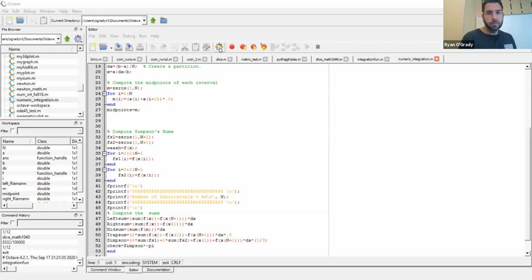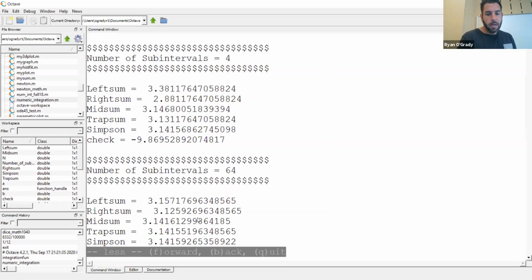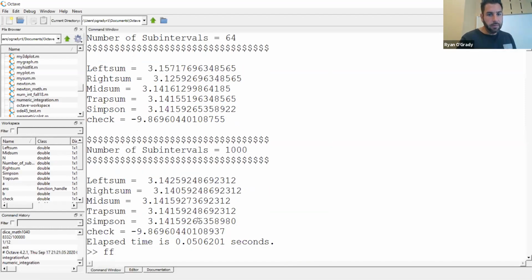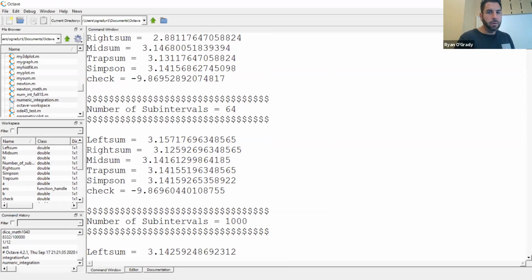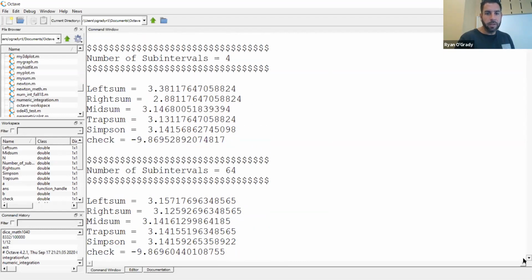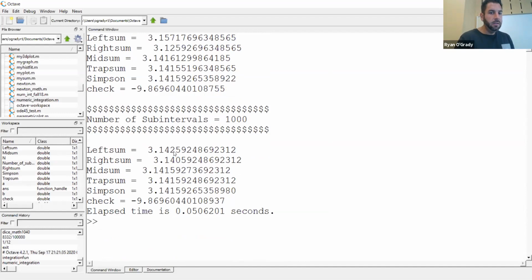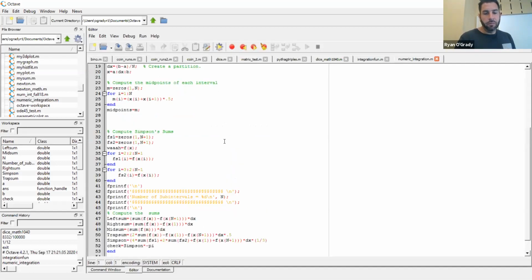If I run this script, for instance, it's integrating something. Notice I had to do it for 4 subintervals, then 64, and then 1,000. One of these things I'm doing is trying to determine the value of pi using an integral. You'll see 3.141. Anyhow, this is pretty simple to learn. It's free to download. If it's worth learning, it's not hard.